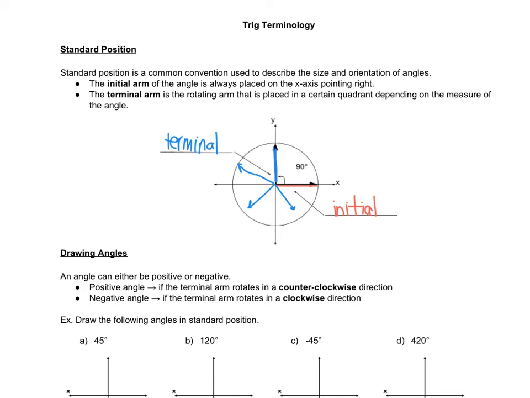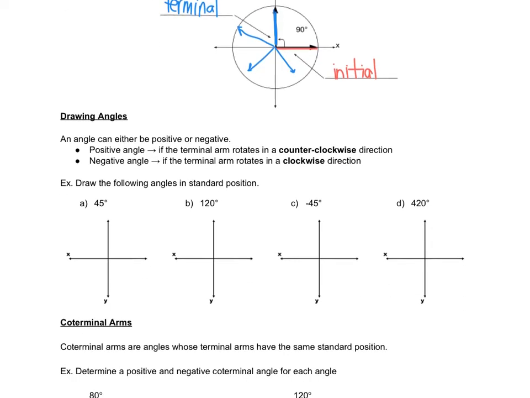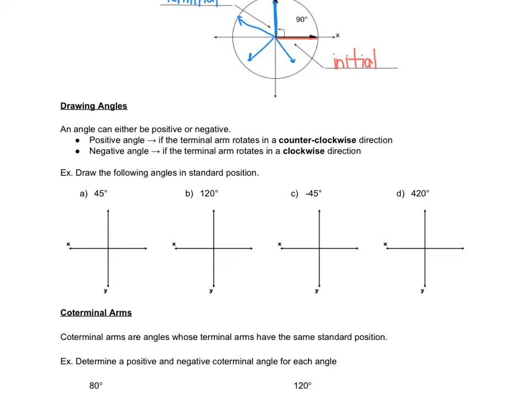Now, when we draw angles, we can have positive or negative angles. When you have a positive angle, you are starting on the positive x-axis, but your terminal arm rotates counterclockwise. So this right here would be a positive angle. Or if I'm in quadrant 3, this would be a positive angle.